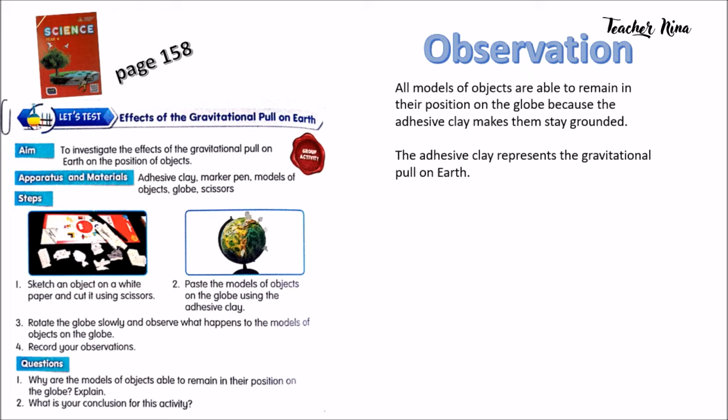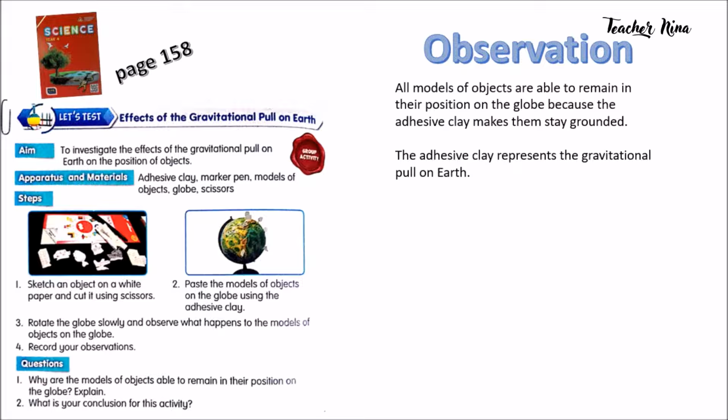Explain. So all the models of objects are able to remain in their position on the globe because the adhesive clay makes them stay grounded. Okay, for observation, you have to answer from what you see. So you see that the adhesive clay is making all the models remain intact on the globe. So the adhesive clay actually represents the gravitational pull on Earth.